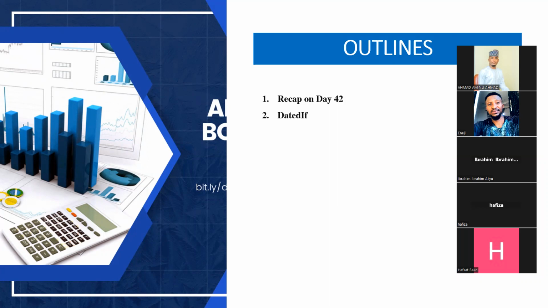After you write DATEDIF and open the bracket, the first argument you are going to put is the starting date. That's the first argument you are going to put in this formula. So when you put that start date, that is the date that you already have. Then you put a comma. The next thing is to put the end date. So the end date is the date you are comparing with the start date.